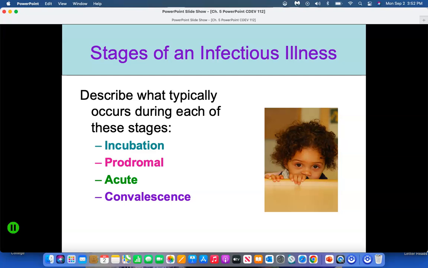We have acute, which is an illness or disease during which an individual is definitely sick and exhibits the symptoms. So that's an acute illness, okay? And convalescence, that is the stage of recovery from an illness or disease, okay? So those are typically the stages of an illness.